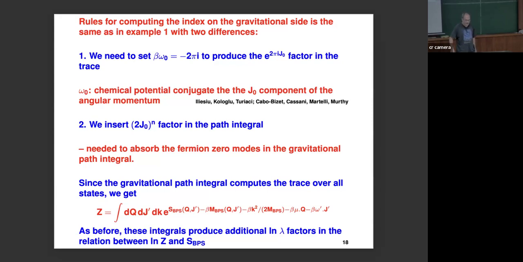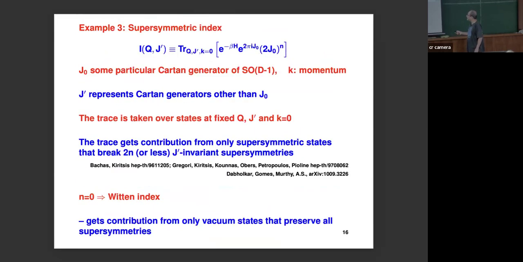Yeah, it fixes SU(2) invariance. So this is the gravitational path integral. What we are saying here is that the gravitational path integral is in the grand canonical ensemble. You have a trace over everything. Now here, in the definition of I, you have already traced over J0. That's gone into the definition of I. So when you want to relate Z to I, you only have to integrate over Q, J prime, and K. J0 is already traced. In the definition of the index, the J0 trace has already gone in.